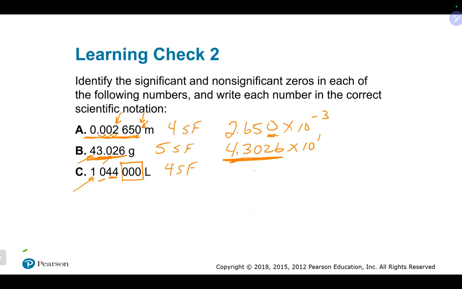So that would get us something. We would go 1, 2, 3, 4, 5, 6 places to the left, it looks like. So that's going to give us 1.044 times 10 to the 6.